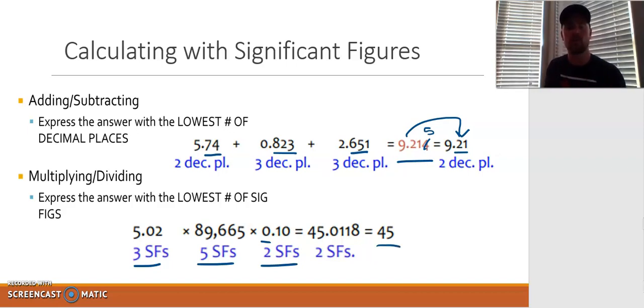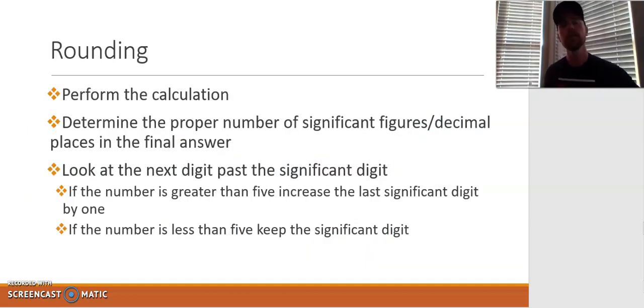As a reminder, even though these examples didn't show it, you would want to make sure that you have your appropriate units as well. In these examples, units were not shown, but we're going to see some examples where units are shown in just a few moments. A little note about rounding.